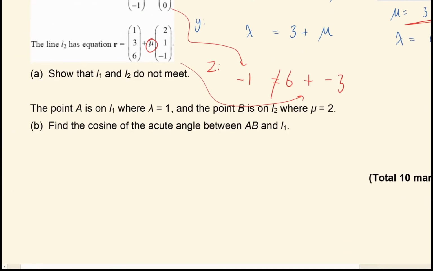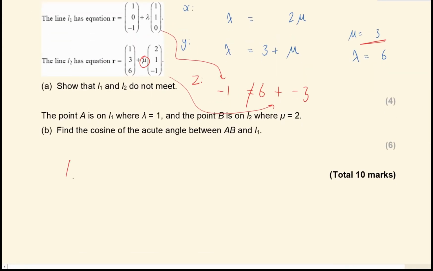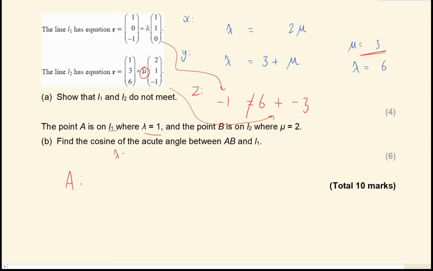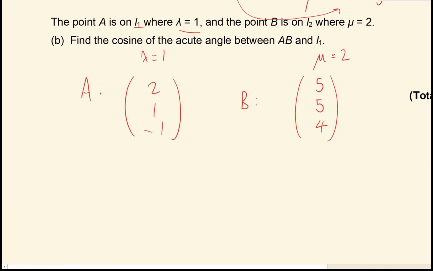Okay, part B, we want to find out an angle. Again, I did this earlier, so I'll just do the start. Point A is on line L1, where lambda equals 1. So if we let lambda equals 1, we've then got 1 plus 1, 0 plus 1, and minus 1 plus nothing. We've got point B, where mu equals 2. So from this equation, we've got 1 plus 4, 3 plus 2, and 6 minus 2. These are our 2 points, and it now wants us to find cosine of the acute angle.